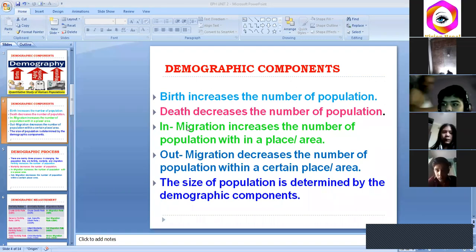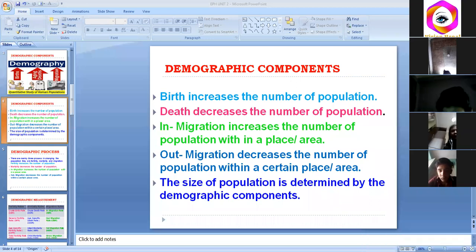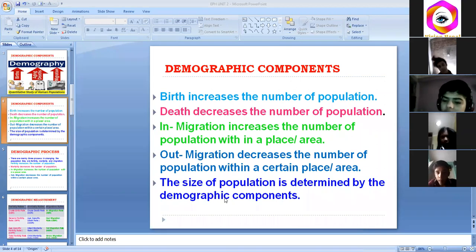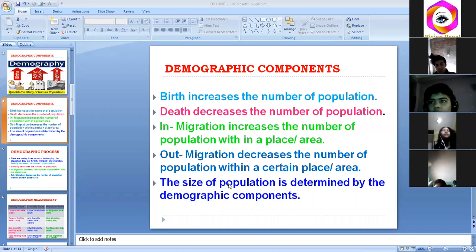Okay. So these three are the demographic components. Demographic change can be calculated with the help of these three components: death, birth, and migration, right? And in migration, there is in-migration and out-migration. The size of population, distribution of population, and population change can be calculated with the help of these components.